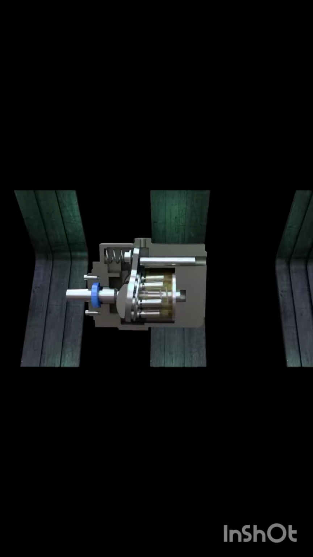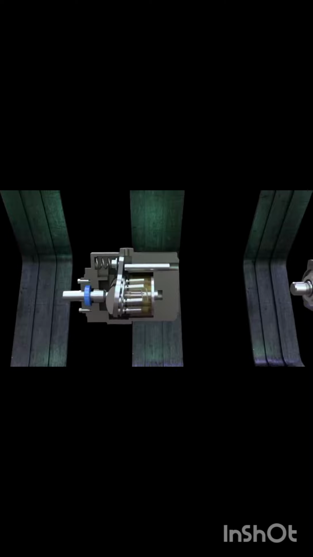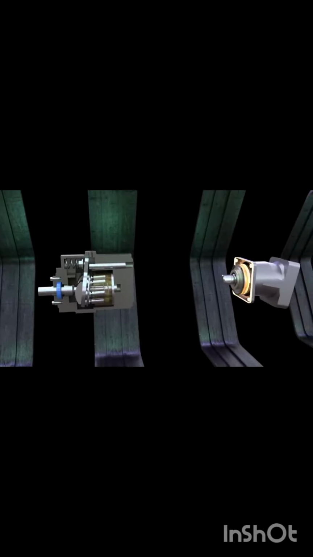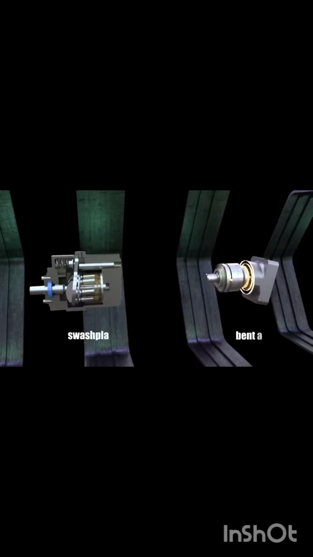Converting the rotational motion of the input shaft into the translational motion of the pistons is possible due to the inclined position of the bent axis, or the swash plate on which they rest. In the first case, the device is called a bent axis pump. In the second case, it is a swash plate pump. Let's try to figure out how these pumps can pump fluid.